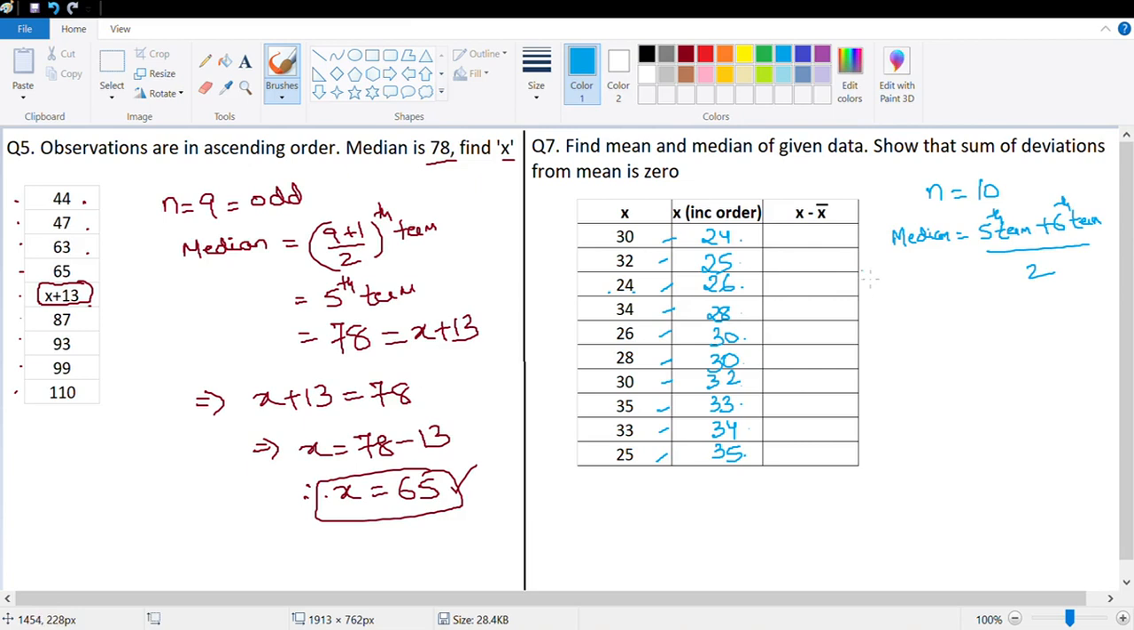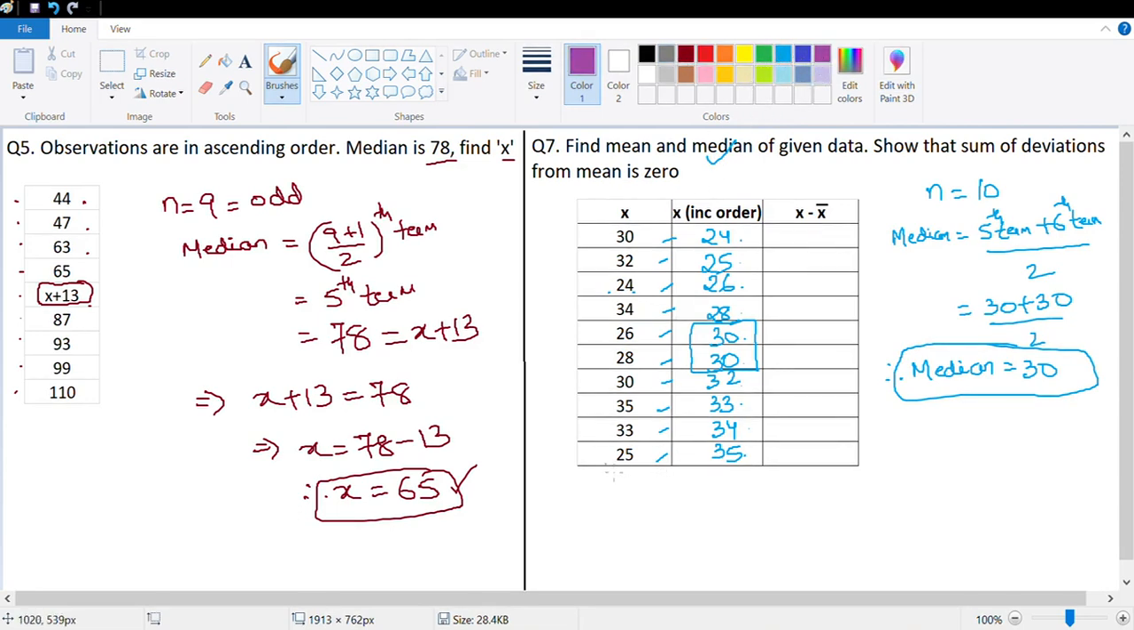So fifth term is 30. Sixth term is also 30, which means (30 plus 30) upon 2. Therefore, median is equal to 30. So we've calculated one part of the question. We've calculated the median. Now let's look at calculating the mean.